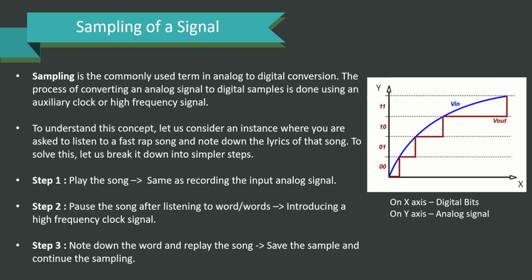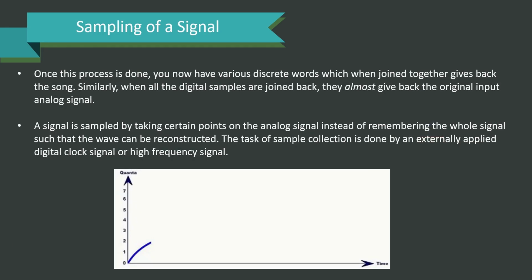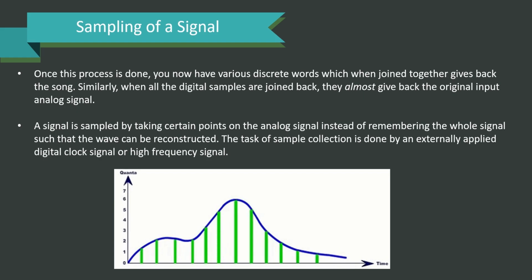So it is as good as you understanding the lyric and then making a note of it. You can't do it continuously. So what we do is we play it step by step, and that's what is called sampling. The same is represented diagrammatically in the picture that you are seeing right in front. Once this process is done, you now have various discrete words which when joined together give you back the literal lyric of the song. Similarly, when all the digital samples are joined back, they almost give back the original input analog signal, and that's what you are seeing in front of you in an animated pattern.